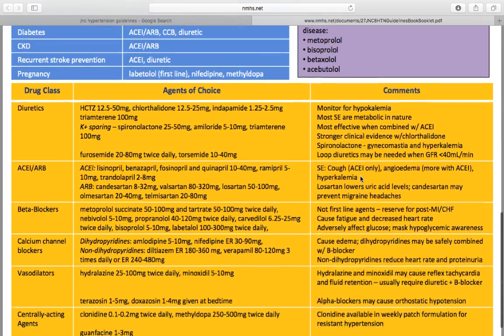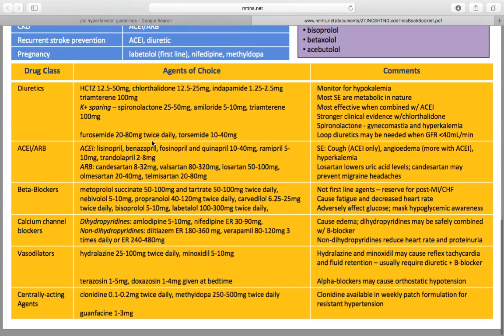Wanting you guys to highlight that and look at that. I also like this table here for studying purposes. I think this might help you guys. It has a drug class, which I want you guys to know, of course, classification, right? Agents of choice. So of that class, which ones are preferred?